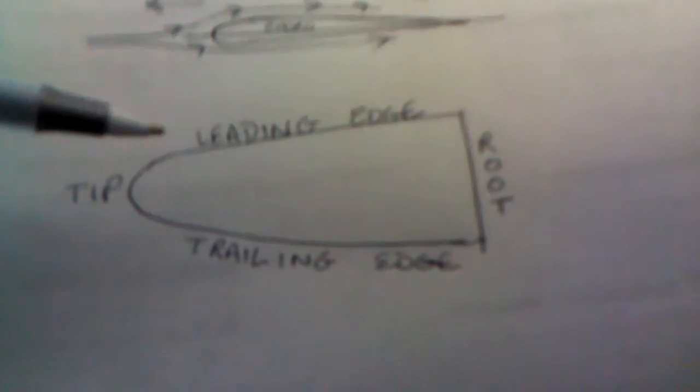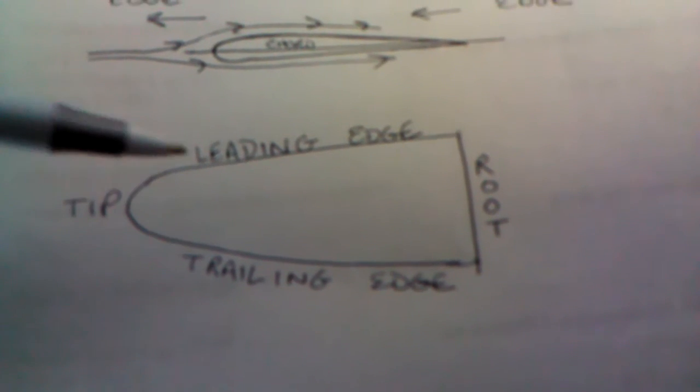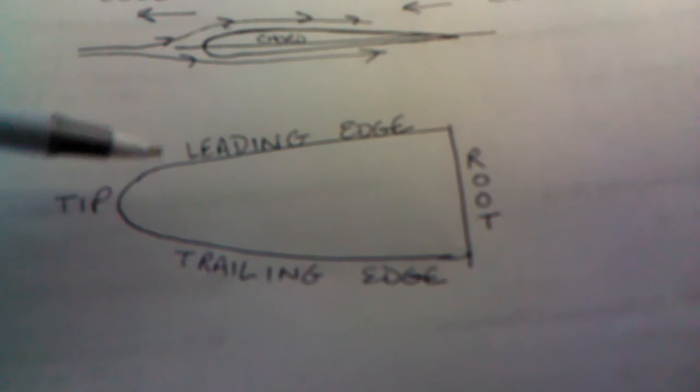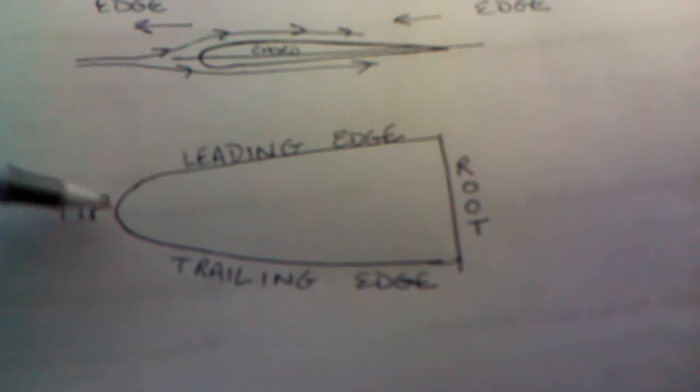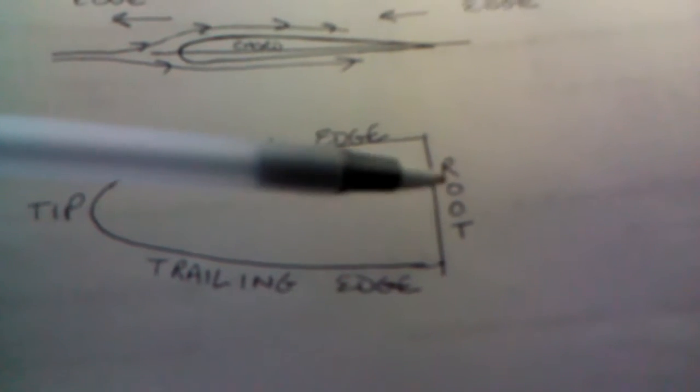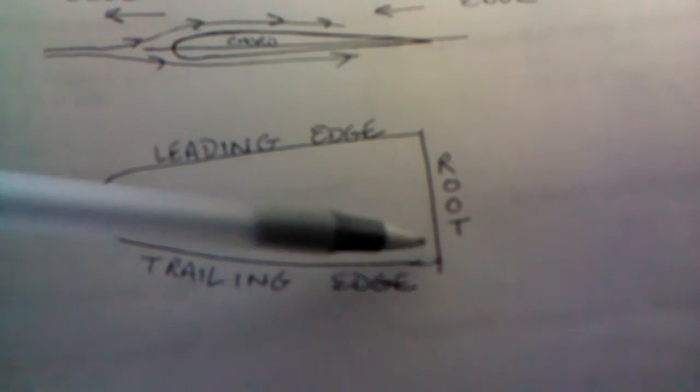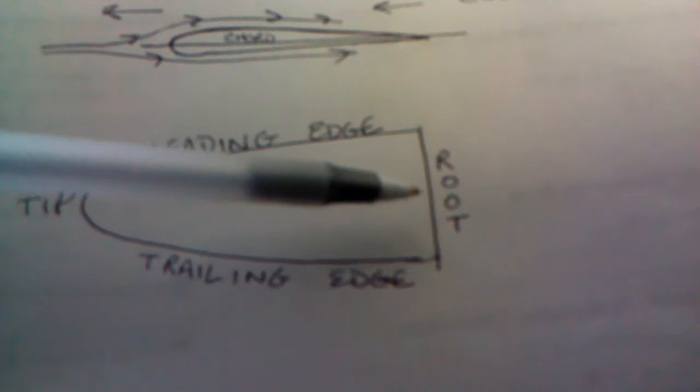Another way to look at it is if we're looking at the wing from the top down, so our leading edge stretches along the front of the wing, trailing edge behind. We also have the wing tip, of course, that's kind of self-explanatory, and then the part of the wing that attaches to the fuselage is what's called the wing root.